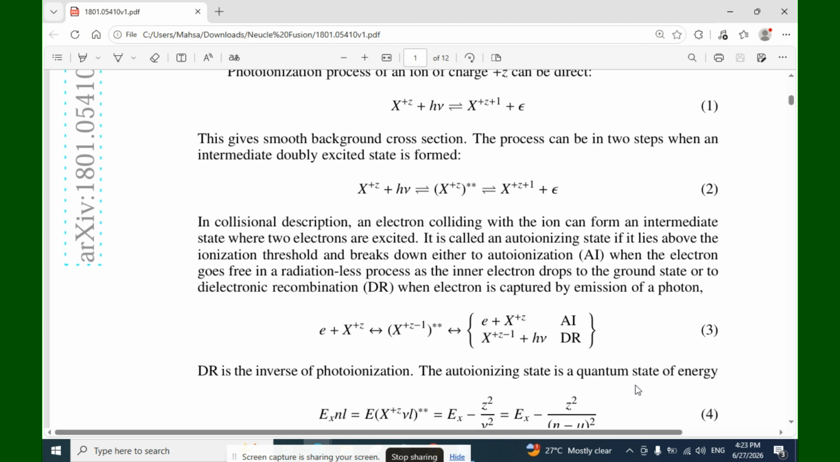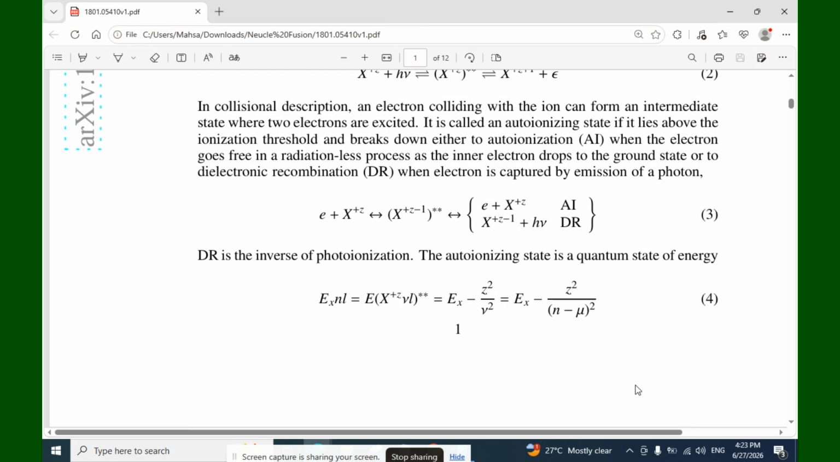In the collisional description, an electron colliding with an ion can form an intermediate state where two electrons are excited. It is called an autoionizing state if it lies above the ionization threshold, and it breaks down either to autoionization (AI), when the electron goes free in a radiationless process as the inner electron drops to the ground state, or to dielectronic recombination (DR), when the electron is captured by emission of a photon.